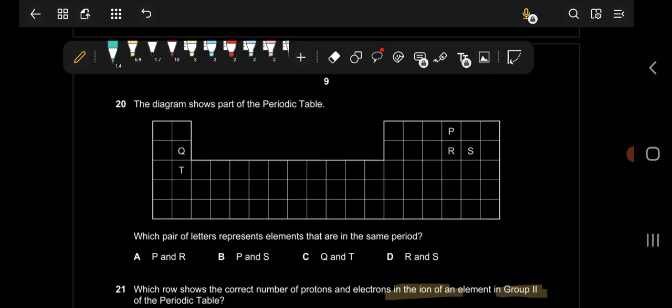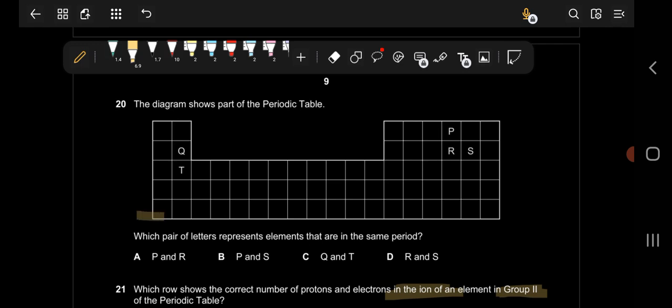The diagram shows part of the periodic table. Which pair of letters represents elements that are in the same period? So what is a period? Period means a row.